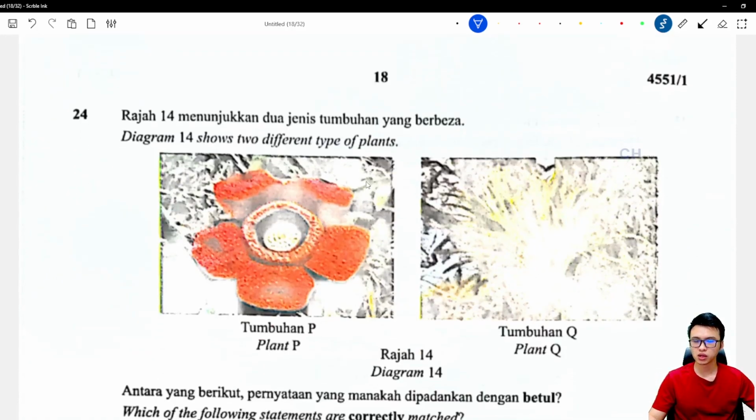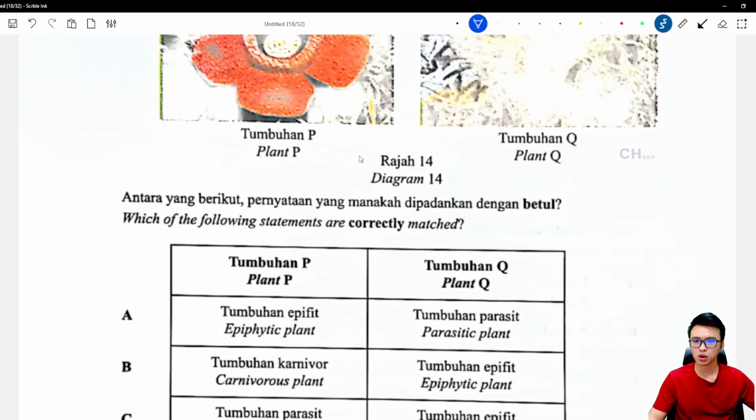Okay, so let's continue. Question 24. Diagram 14 shows two different types of plants. We have the Rafflesia here and another plant. I couldn't see what this is, but it's okay. We think we can do these questions. Which of the following statements are correctly matched?